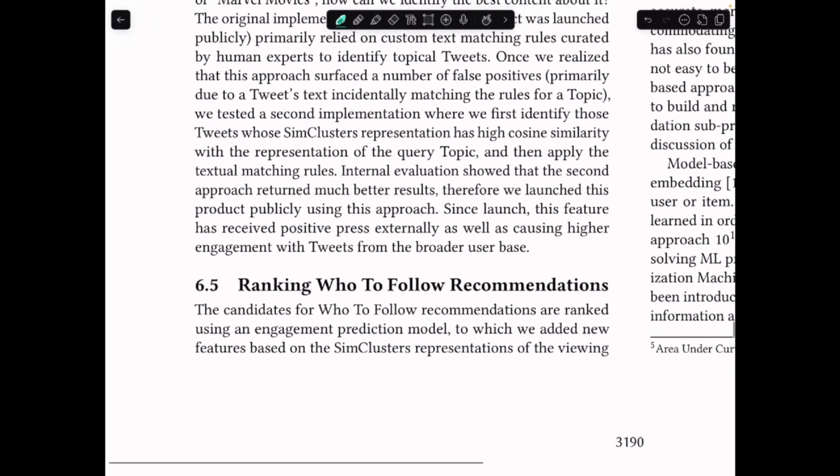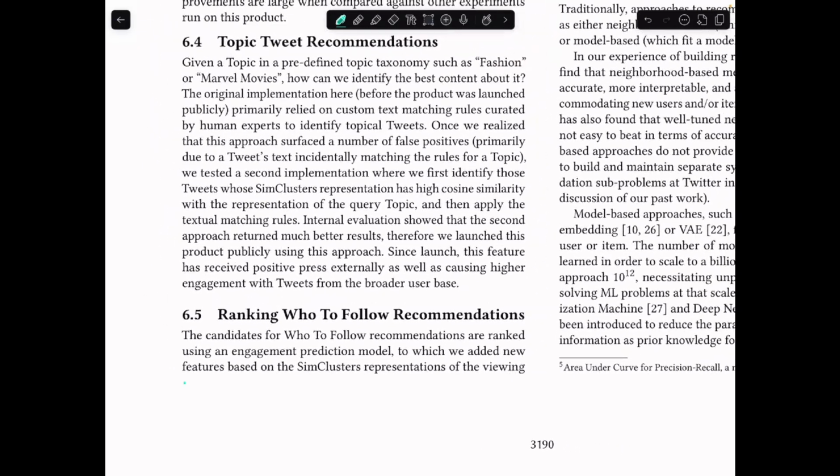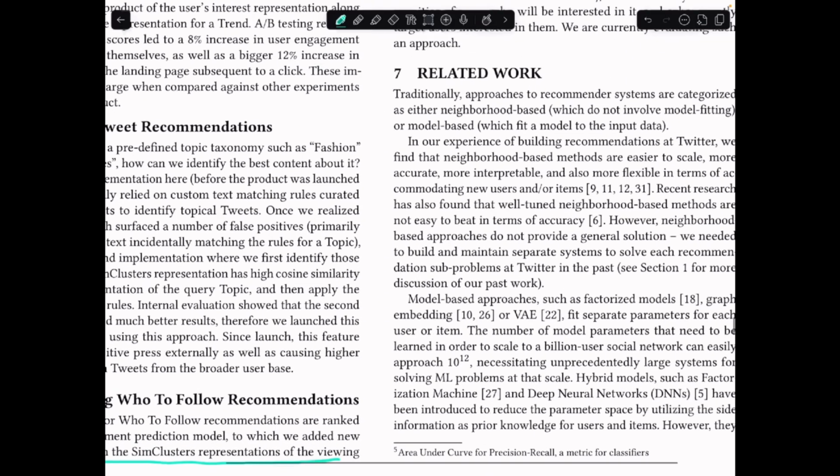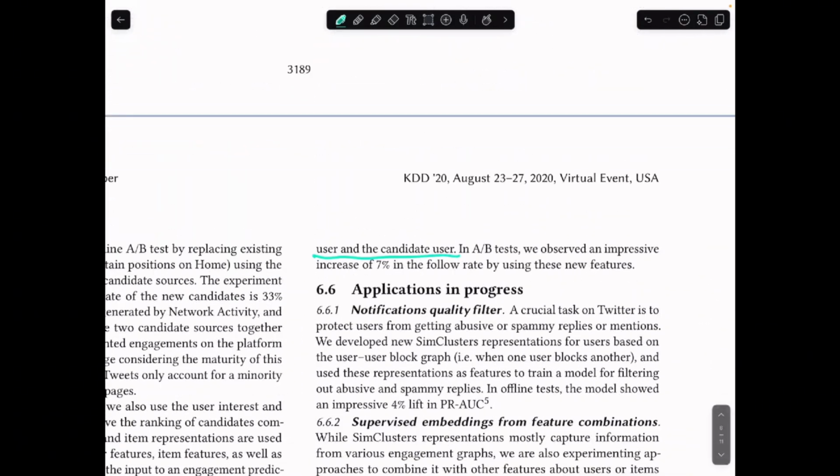The other way to use such representations is as ranking model features. As you can see here, for the who-to-follow models, Twitter added SimClusters representations of both the viewer and the candidate user, and they claim to have seen significant gains in this application. To summarize, there are two kinds of applications. One is to build new candidate sources by using similarities between those entities. And second is to use them as features in other engagement models.